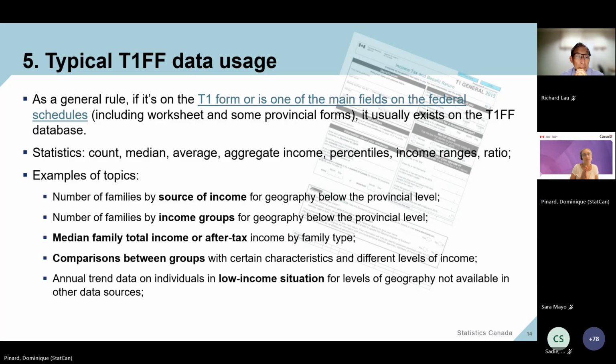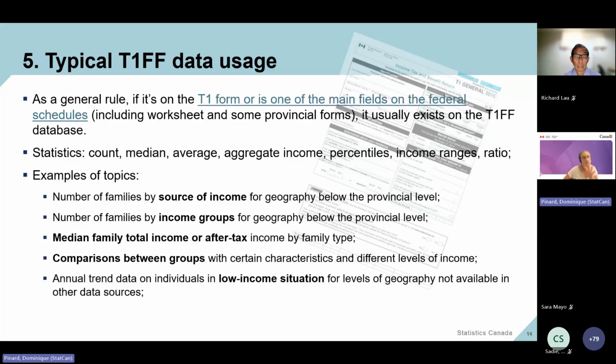So analyzing TIFF data can be done for most of what I just discussed, that is family type, family size, geography, gender, income concept, and tax-related concepts. If you wonder what tax-related concepts are available, looking at the main fields on the T1 form and federal schedule would give you a pretty good idea.